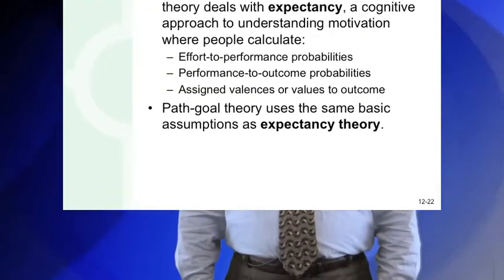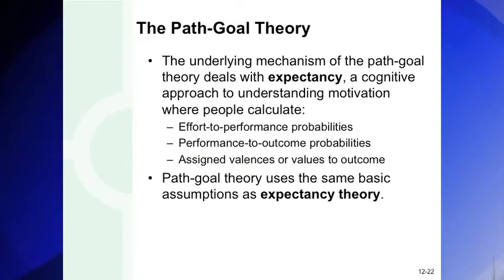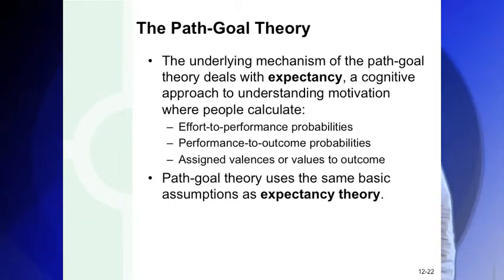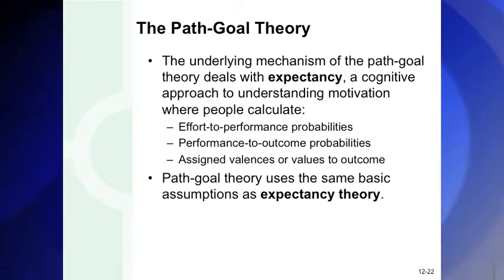The book also goes into path goal theory, and the path goal theory talks to the underlying mechanism of the model itself, which deals with expectancy, or a cognitive approach to understanding motivation, where people calculate effort to performance probabilities, or performance to outcome probabilities, or assigned valences or values to the outcome. This theory uses the same basic assumptions as the expectancy theory talked about earlier.